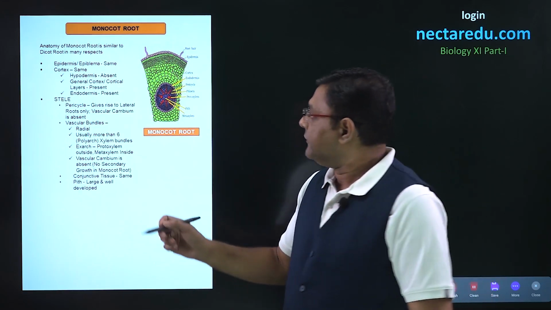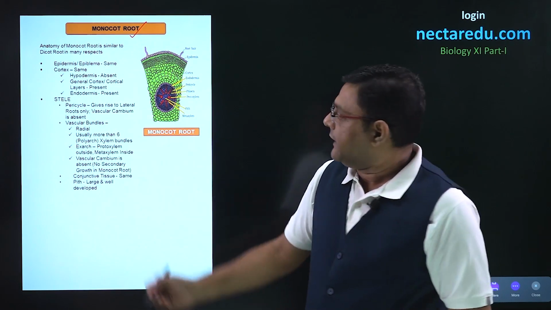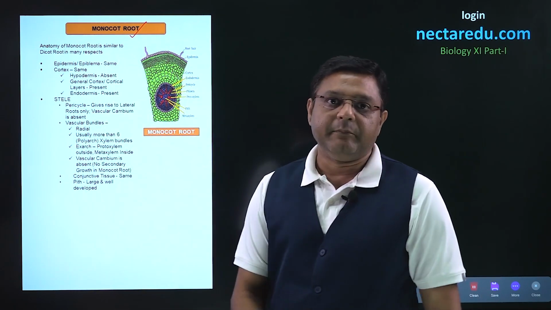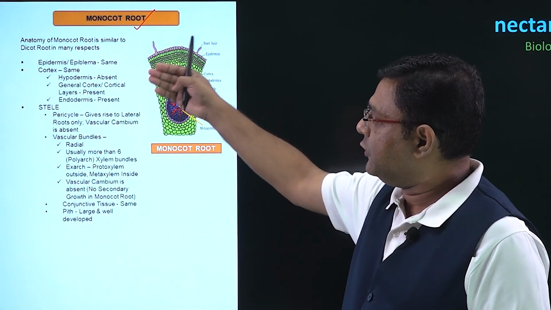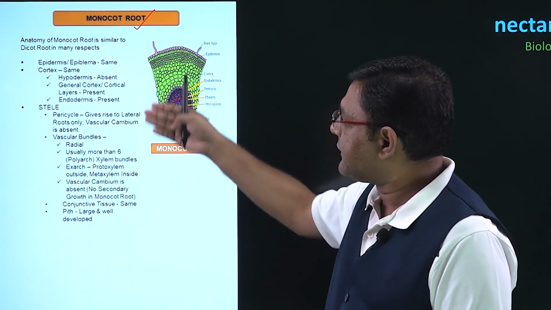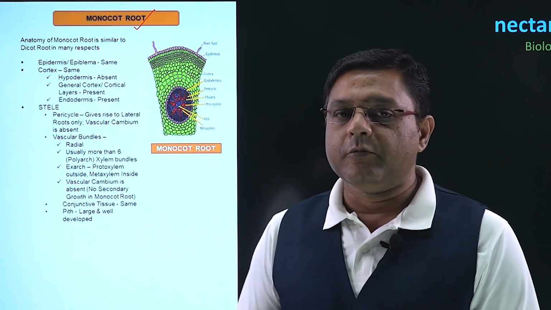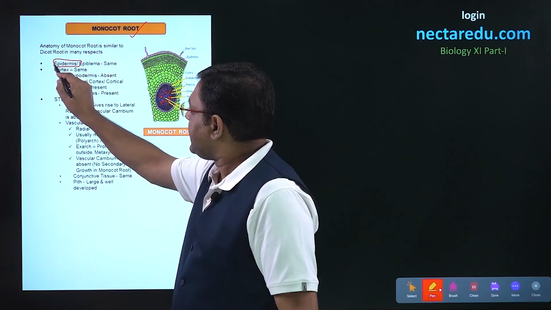In this particular video, we will look into the structure of monocot root. The structure of monocot root is similar in many respects to the dicot root. Now, we will look into different parts which are present in the case of monocot root. So, the outermost layer that we talk of is the epidermis.